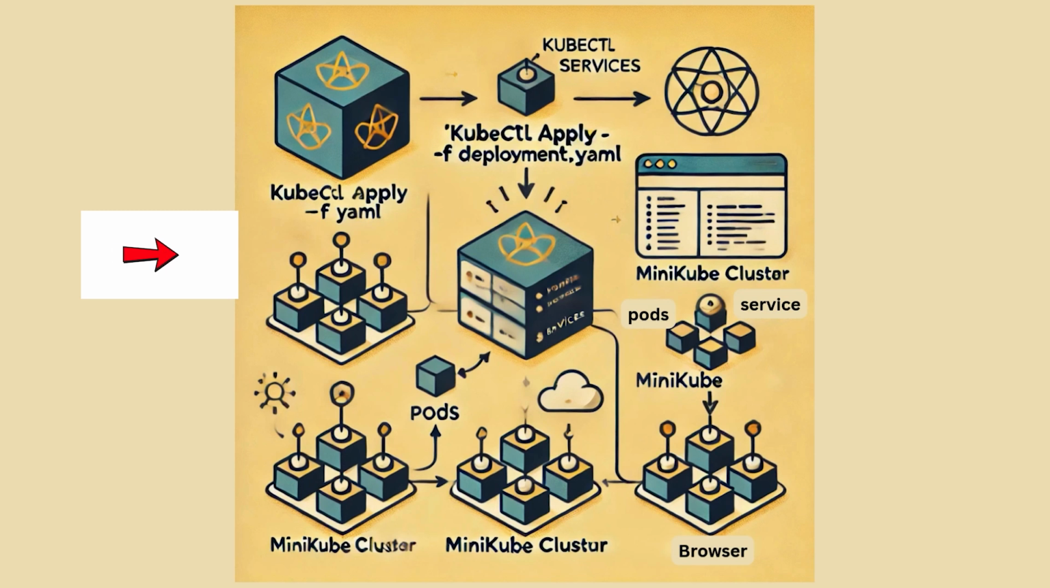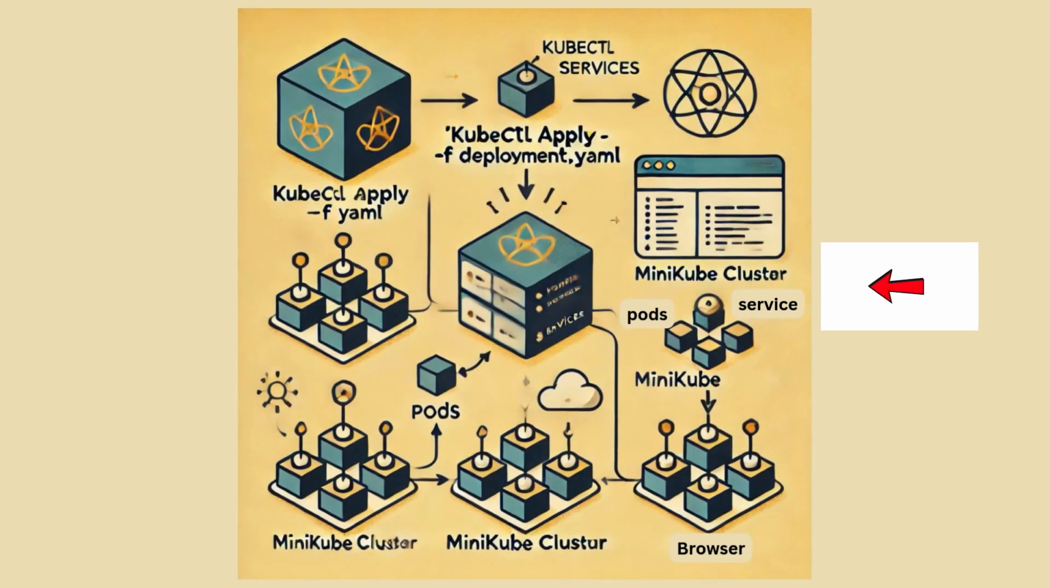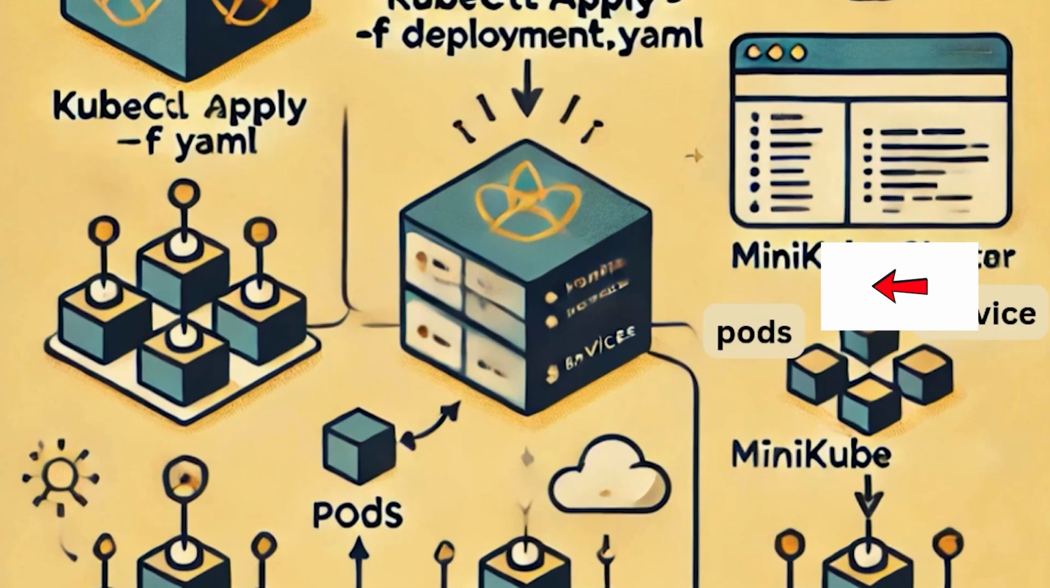For example, say you want to deploy a simple web server. You can use Kubectl to create and manage the deployment and service. Minikube provides the environment where this server runs locally. In summary, Minikube gives you a local Kubernetes cluster, and Kubectl is a tool that helps you interact with it. Together, they form a powerful combination for learning and testing Kubernetes in a simple and accessible way.